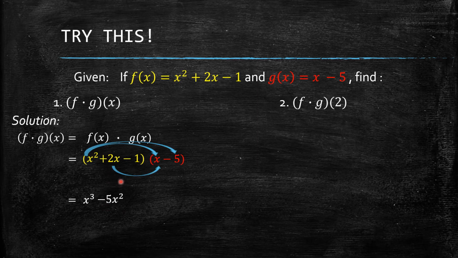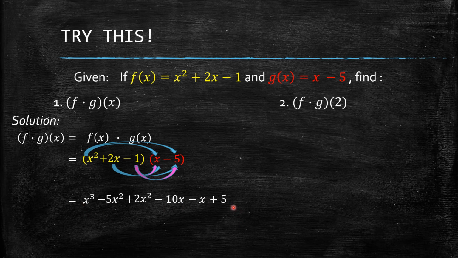Next, we have 2x times x, we will have 2x squared. And then, 2x times negative 5, the answer is negative 10x. And lastly, negative 1 times x, that's negative 1x or negative x. And negative 1 times negative 5 is positive 5.